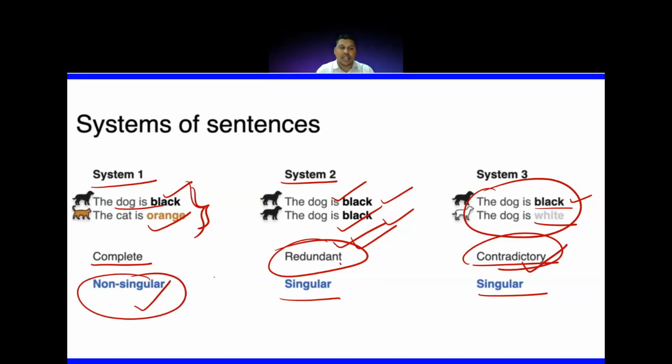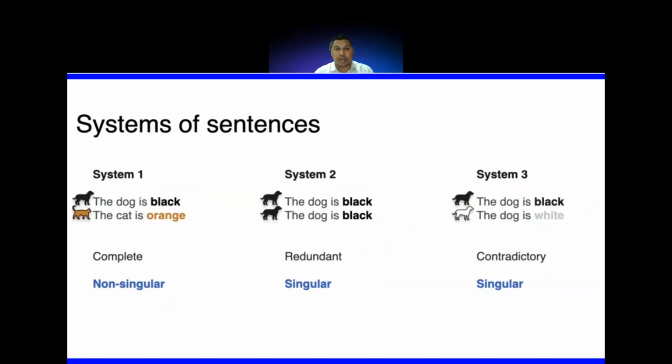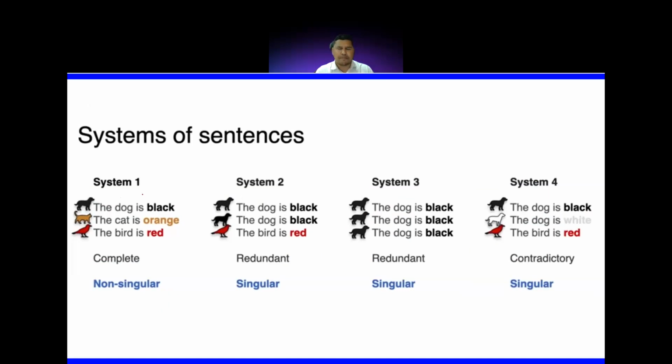We need to understand these terms, that's why I'm giving simple examples. Let's see another example. The dog is black, the cat is orange, the bird is red. Three different entities are clearly given, no problem. System of sentences means three different statements which are true and valid, so they are complete. Here, the dog is black is given again, along with black and red.